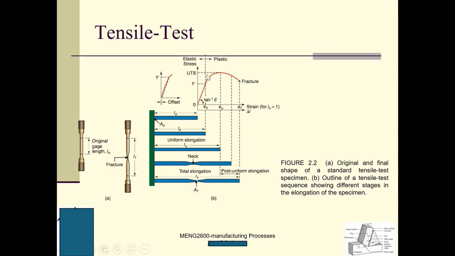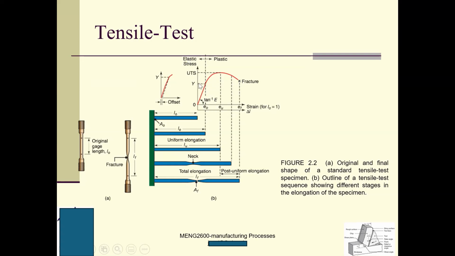The highest point is called UTS, the ultimate strength. Ultimate strength is the highest strength of this material, and then this specimen will be necking. Look at here, this is necking. Because of necking, the stress will go down until this material fractures. So this is how we describe the behavior. This curve is called the engineering stress and strain curve.